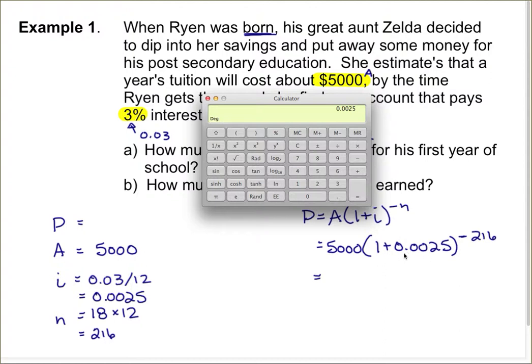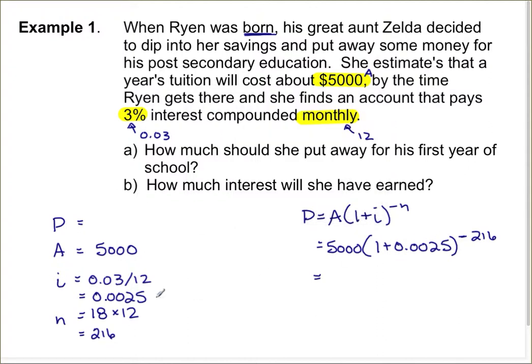So I have this 0.0025 on my calculator, so I'm going to do the first thing here. The first thing here was I got this on my calculator. The second thing is I'm going to add 1.